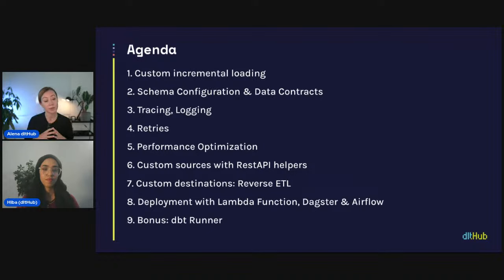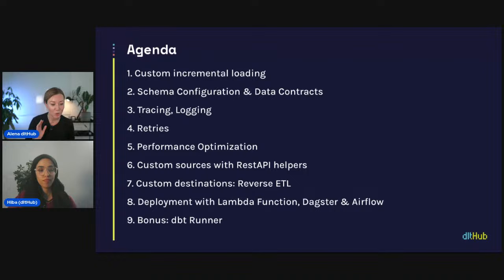Then Hiba will tell you about the built-in DLT request wrapper and retries, which you can easily apply to your pipelines. Then I will tell you about performance optimization, how to boost your pipelines easily. And after that, we will try to build custom sources using REST API helpers. And then we're going to learn what reverse ETL is and how to build your own custom destination.